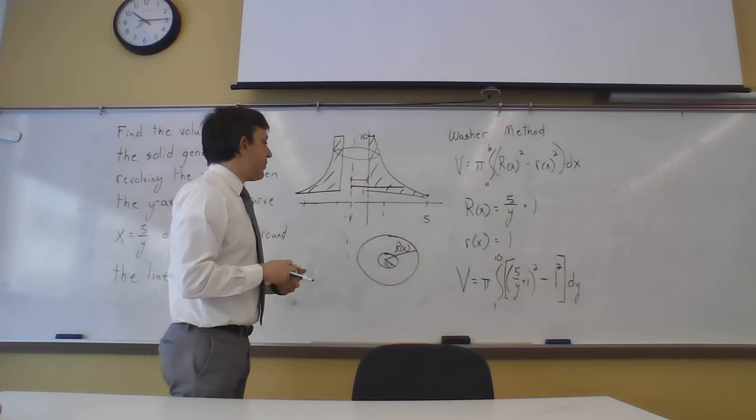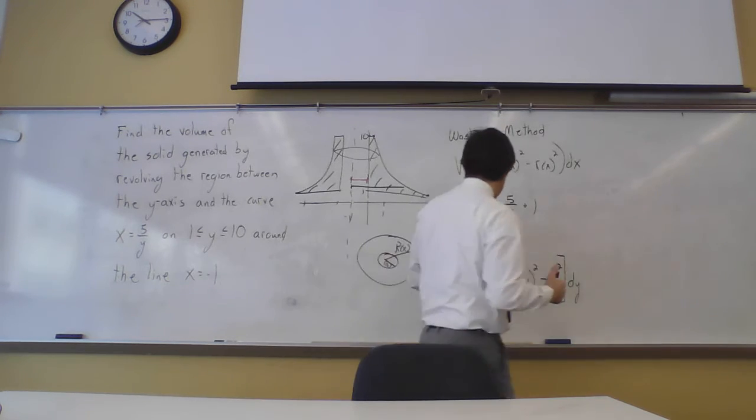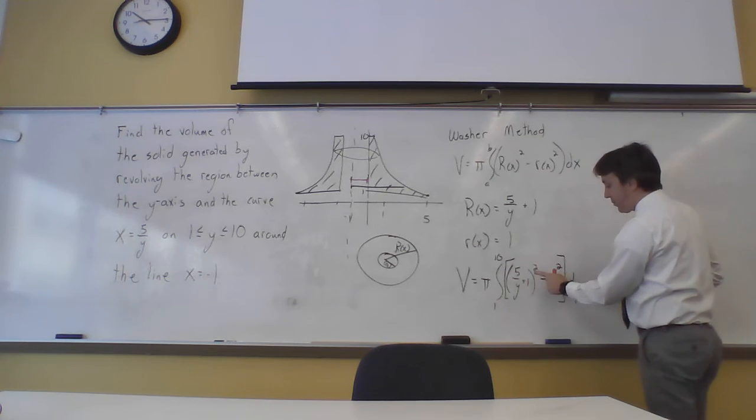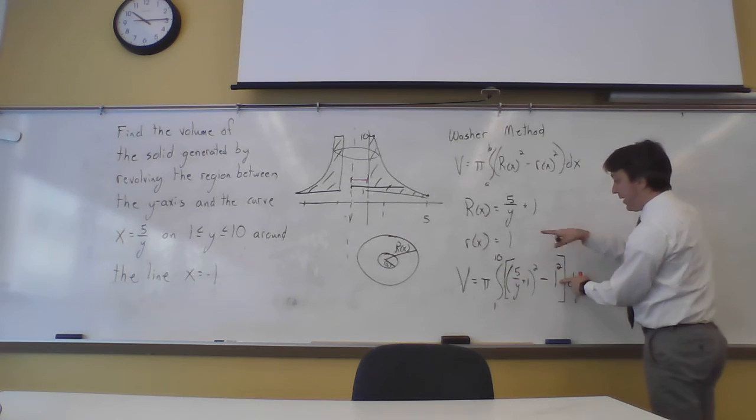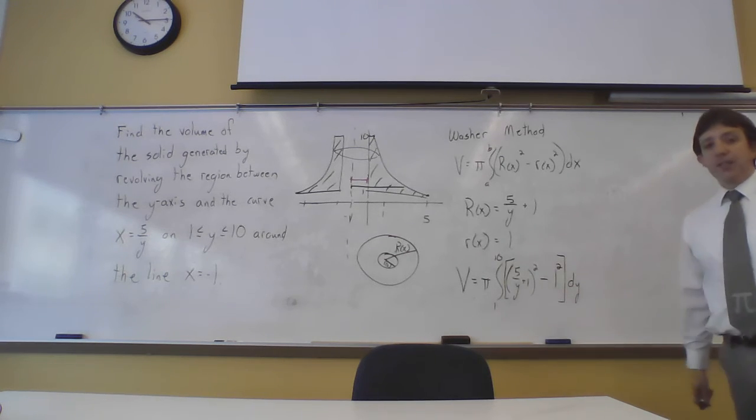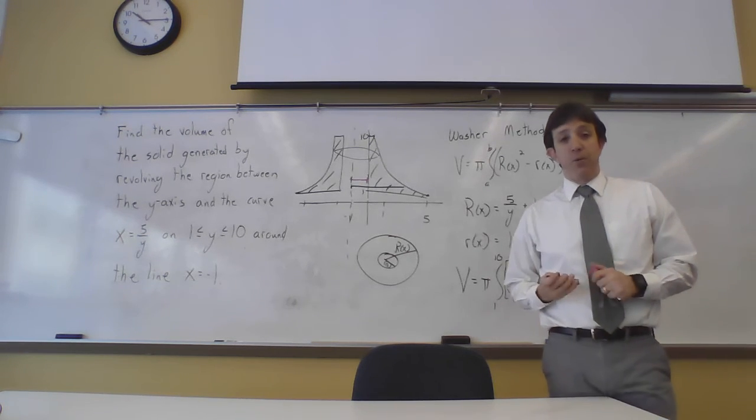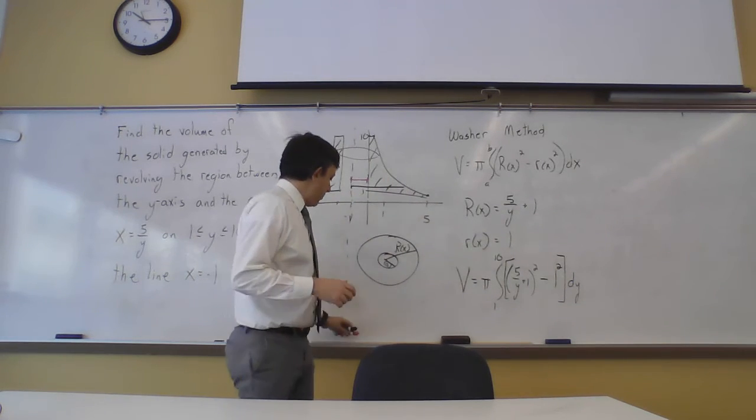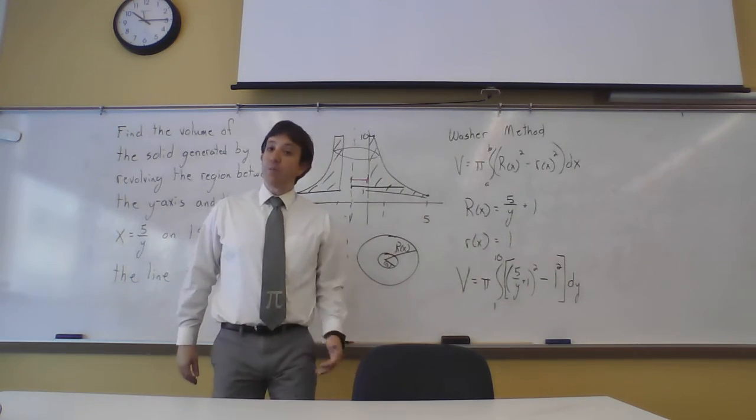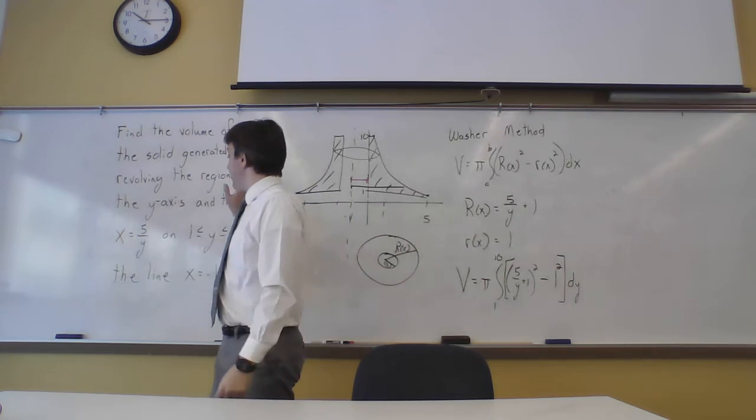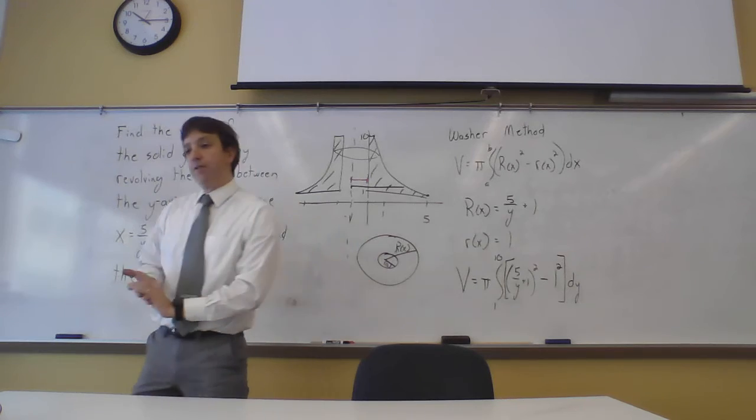All right, so then I set up the volume, and so I have pi times the integral from 1 to 10 of 5 over y plus 1 squared minus the inner radius squared, which is 1 squared. That part's nice at least. And notice at this time we are integrating with respect to y. So that's different. We've done most of our work with x, but there's no reason why we can't go the other direction. So let me pause it and I will clean up and hopefully finish the problem.